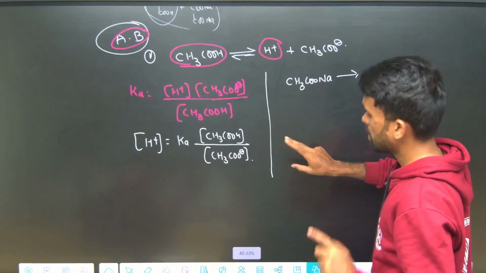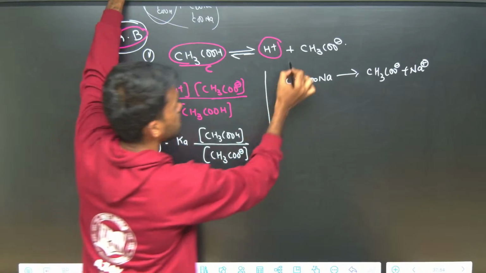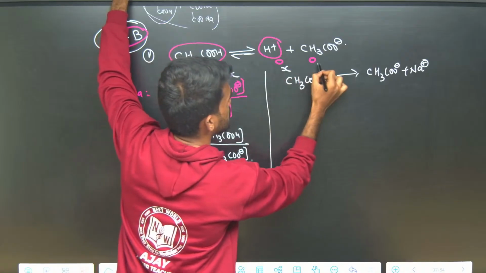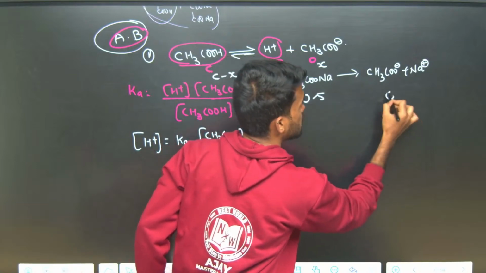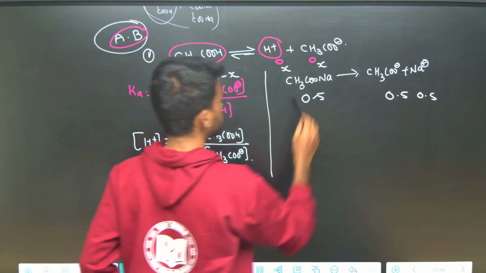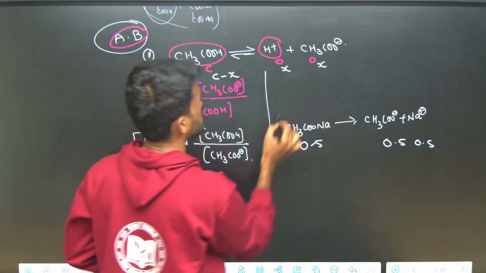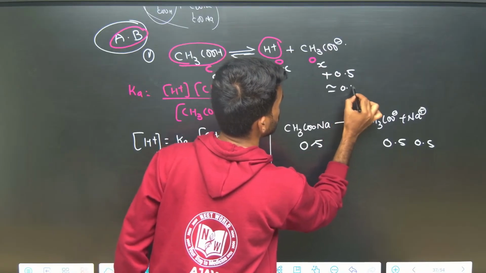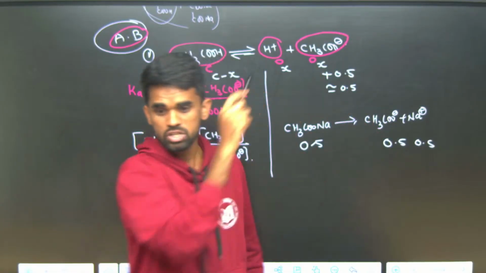Now what I told you: at equilibrium, initially C is the concentration of acid and these are 0, 0. After some time, C minus X, and this will be X and this is also X. Now I told you that if this is 0.5 concentration, these ions are also 0.5 and 0.5 from the strong electrolyte. So what will you write for total acetate ion concentration? X plus 0.5, which is nothing but 0.5. It means 0.5 is the acetate ion concentration coming from the salt only.